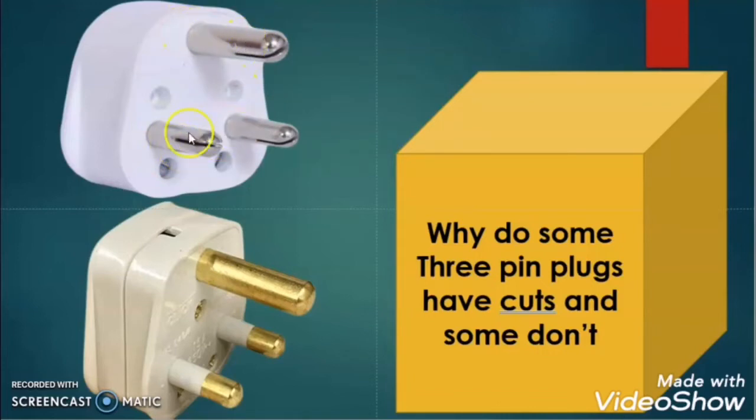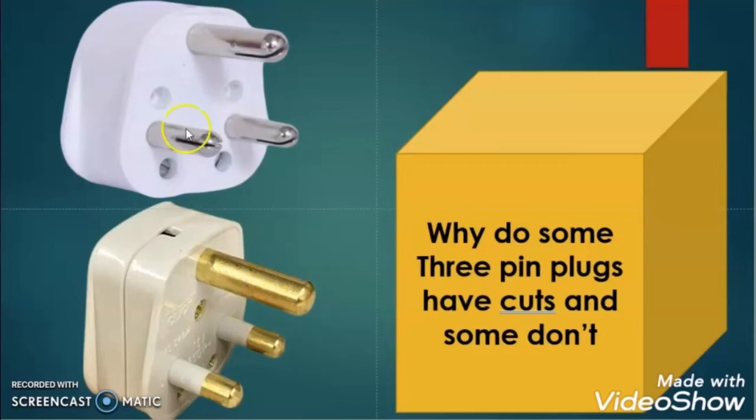If that pin is made up of copper, then you will not find such cuts in the pins. Here you can see that this pin of the plug is made up of copper, so there is no cut. And this pin of this plug is made up of brass, that's why there is a cut. So the question is, why do brass pins have cuts and why do copper pin plugs not have cuts?